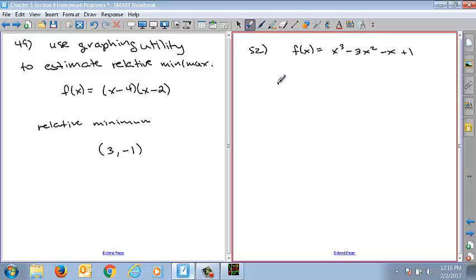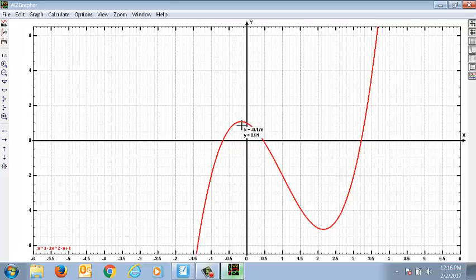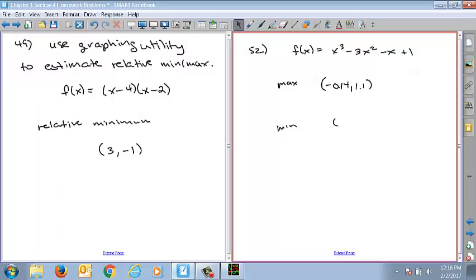So that was the relative max, -0.14 something and 1.1, and the relative minimum, let's go back again, make sure I did that one right, about 2.2, -5.1.